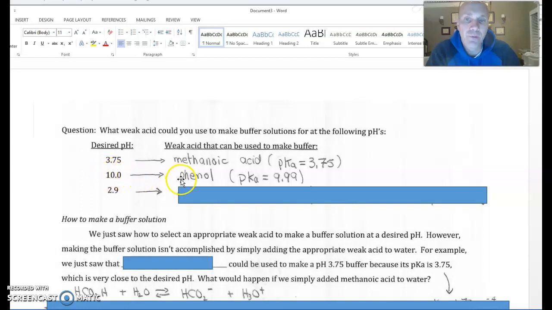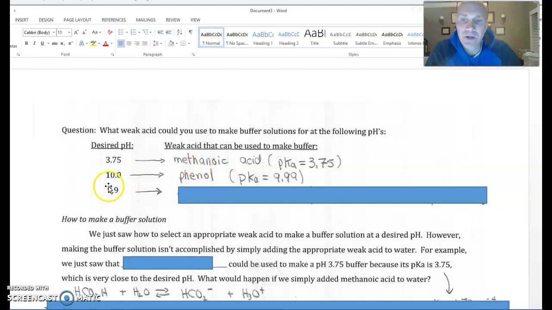All right. One thing I want to point out is that you can make buffers that are at pHs that are close to this number. All right, so we could make a buffer that had a pH of probably 3.9 if we wanted to, using methanoic acid, because that pH is close enough. If it's within, I would say, plus or minus 0.2 or 0.3, you would be able to do that. We'll talk about why that's possible later.